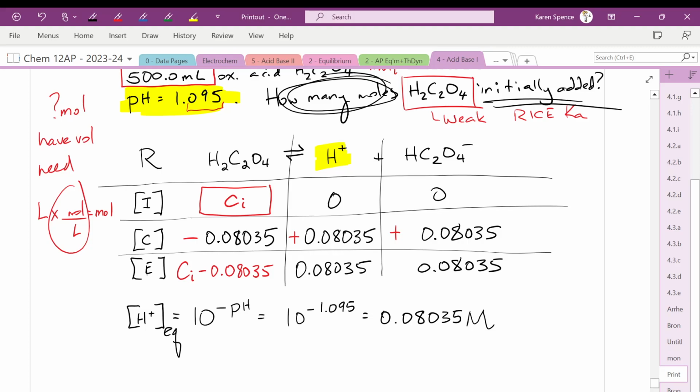Okay. So, where are we starting with for the products? Nothing. Okay. Now, we are asked with a 500 milliliter sample of our solid acid, how many moles were in that sample initially? So we want the initial moles. So this is our unknown. Yes, call that CI. Yeah, equilibrium concentration is that minus that.